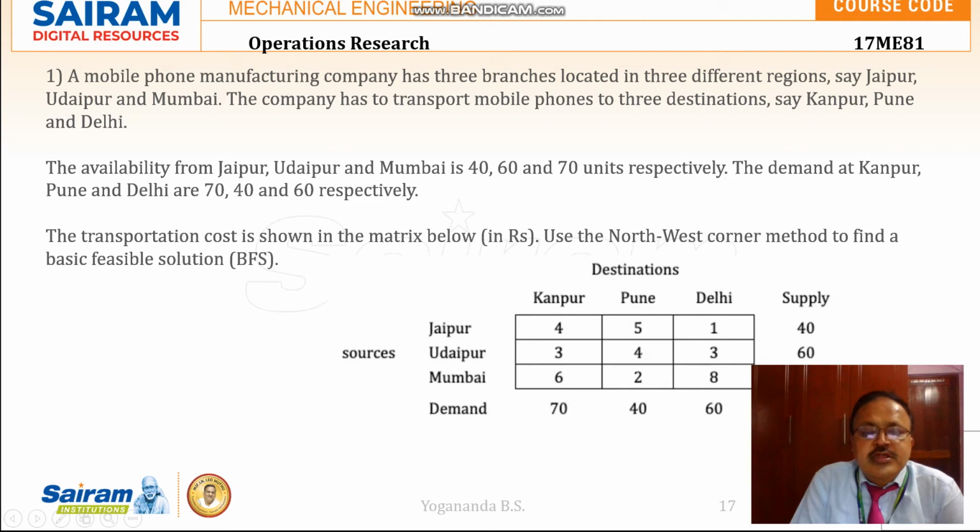That is, from which center how many units will be shipped to these destinations, Kanpur, Pune and Delhi, so that all the destinations fulfill their requirements and all the stocks available in these sources are emptied.